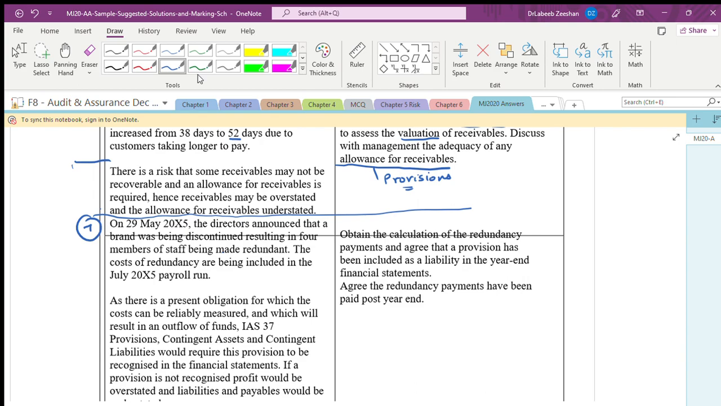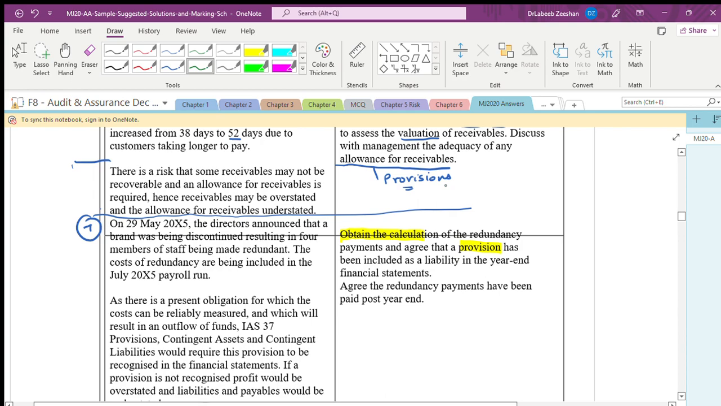What you have to do. You have to get the calculations of the redundancy, whether they have made a provision for that. What is the provision? See, I don't know to what extent. See what happens.